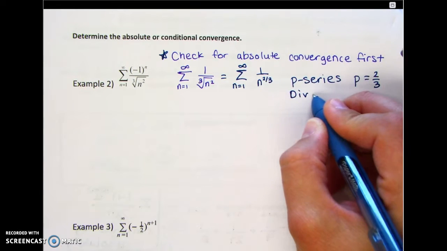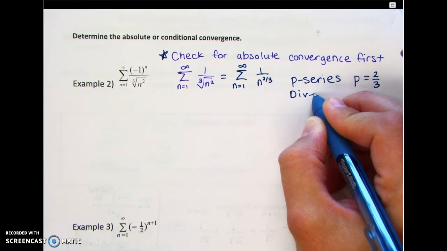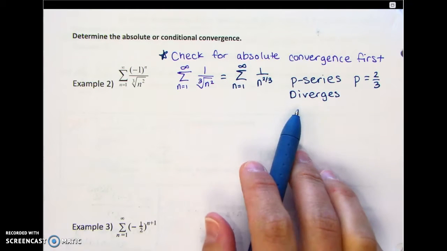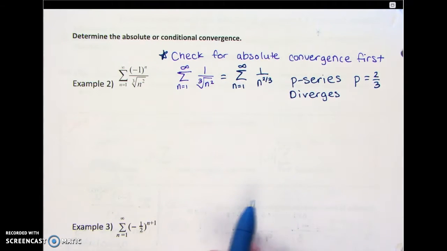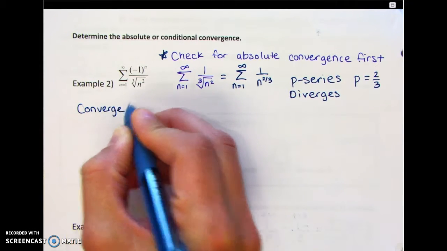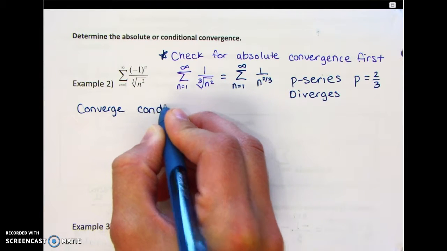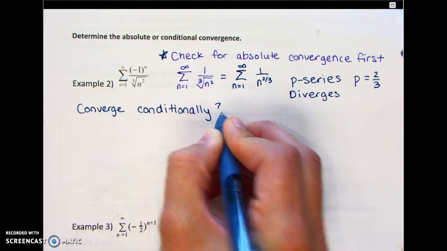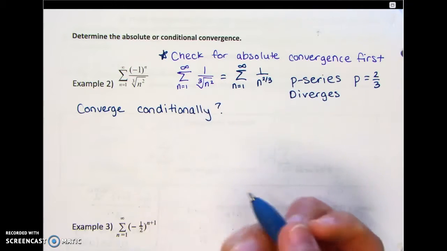So the absolute value diverges. So the absolute convergence diverges. So what we're going to do is we're going to see, well, wait a minute, does it converge conditionally? How do we do that? Well, we're going to use the alternating series test.